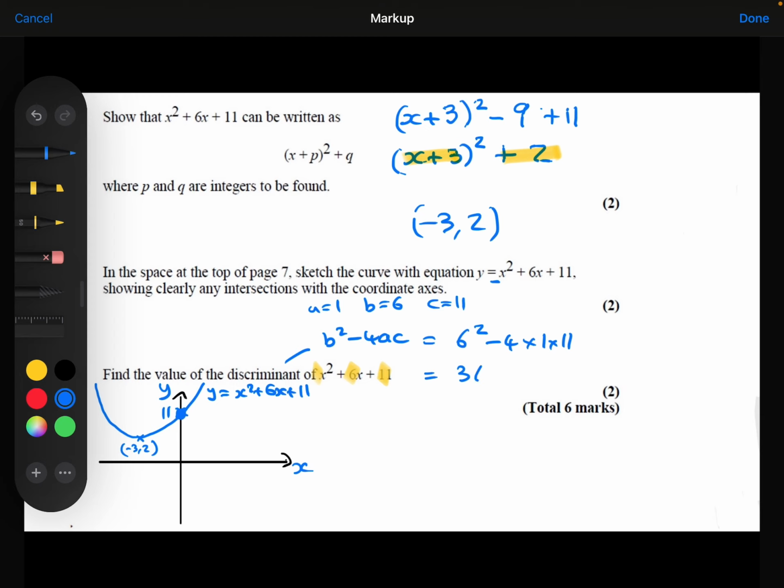which is equal to 36 minus 44, which is minus 8, which is obviously less than 0, which makes sense because, as we've just seen from our sketch, the quadratic does not intersect with the x-axis. So it makes sense that the discriminant is negative because we know there's not going to be any roots. There we go.